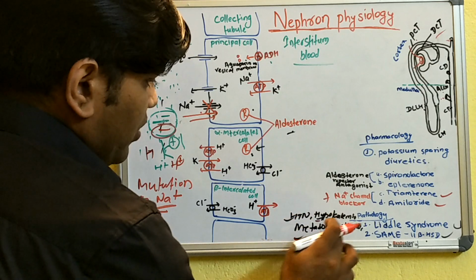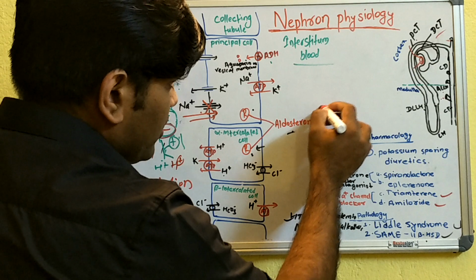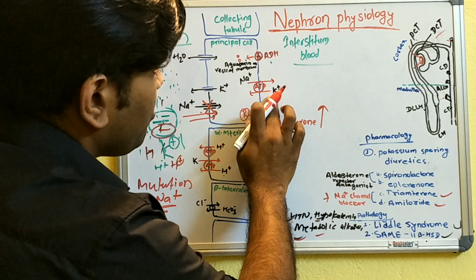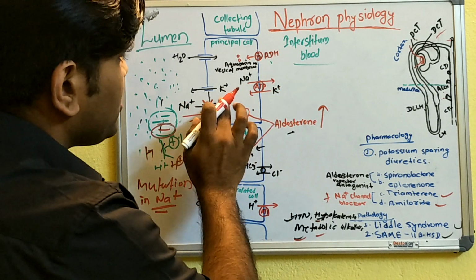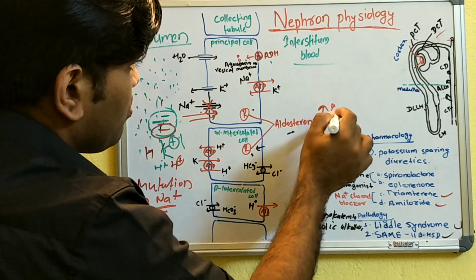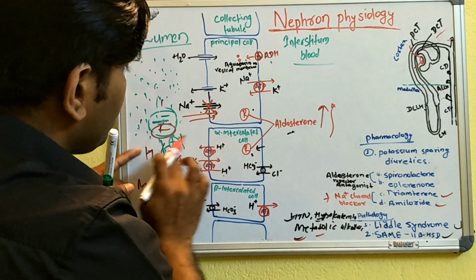So hypertension, hypokalemia, and metabolic alkalosis. This will be the same as if you increase the aldosterone. If you increase the aldosterone, it will increase the activity of the sodium potassium ATPase. That will increase the activity of this sodium channel. Then more sodium will be absorbed. More aldosterone, more sodium will be absorbed. If more sodium is absorbed, more potassium will be lost, more hydrogen will be lost.